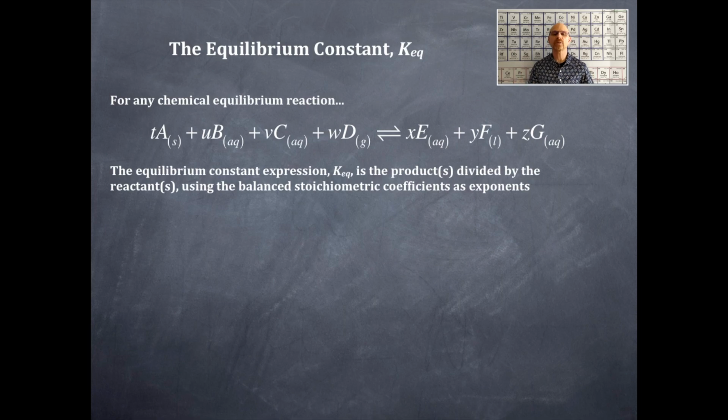Okay? The equilibrium constant expression, the Keq, is the product or products divided by the reactant or the reactants using the balanced stoichiometric coefficients as exponents. So I'm going to repeat that again because this is very important. We're going to be using this not just for this unit, but many others. The equilibrium constant expression, that is the Keq, is the products divided by the reactants using the stoichiometric coefficients as exponents. Okay, so we're going to figure out what that means here.